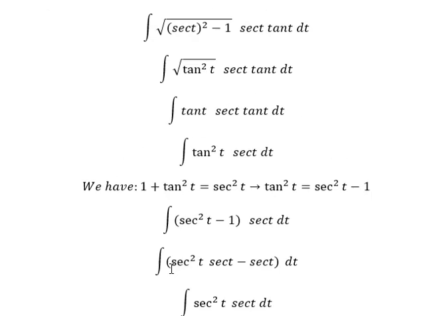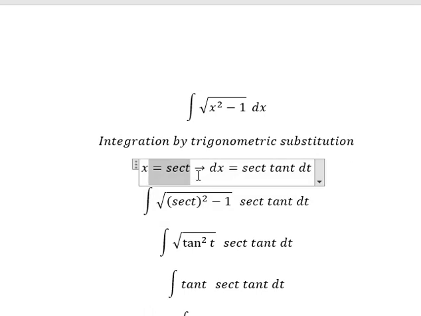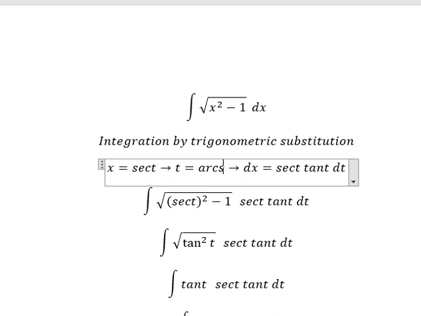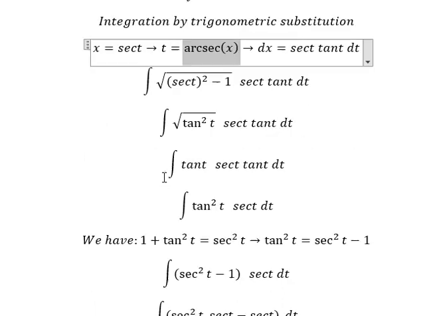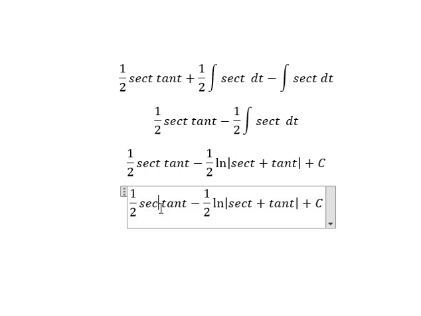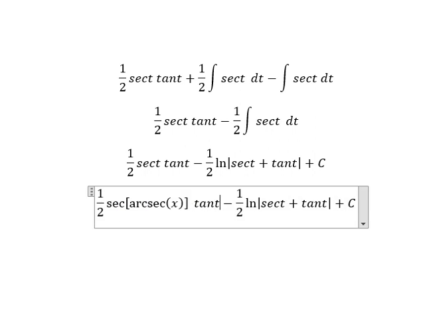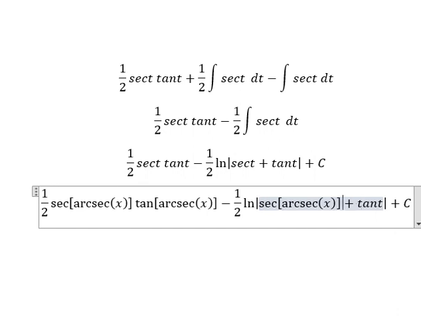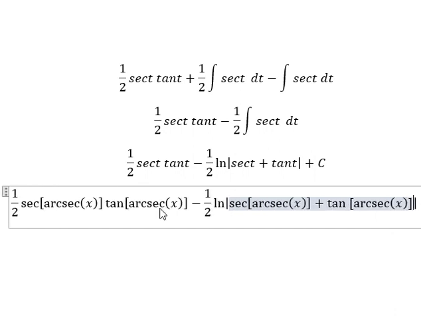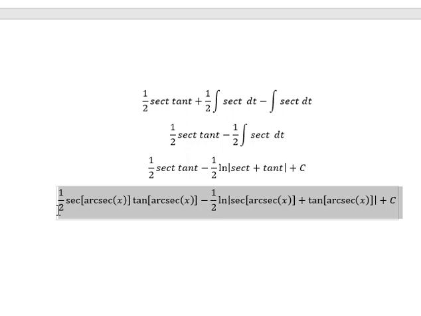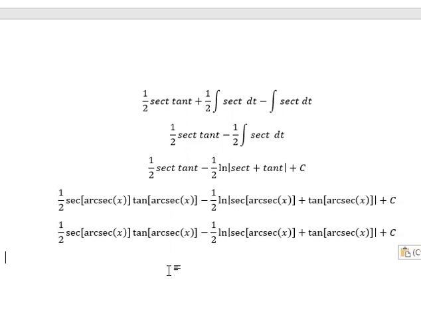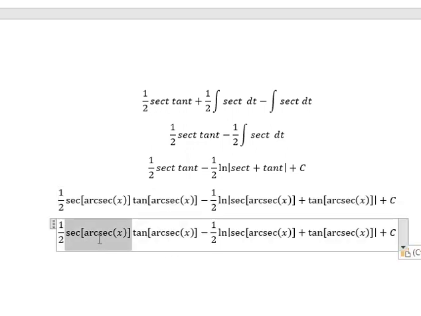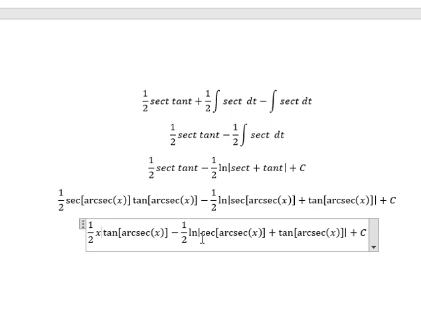About t, that is this one. So we need to find the value of t equal to arcsecant of s. So I will put this one to change for t. Next, secant with arcsecant, we have s. This one we have s.